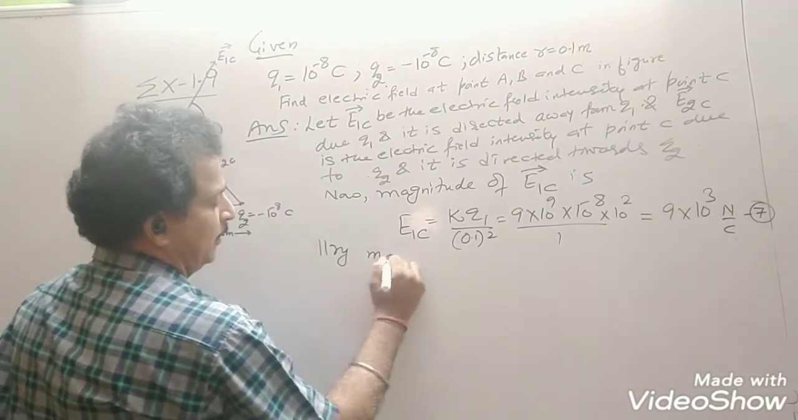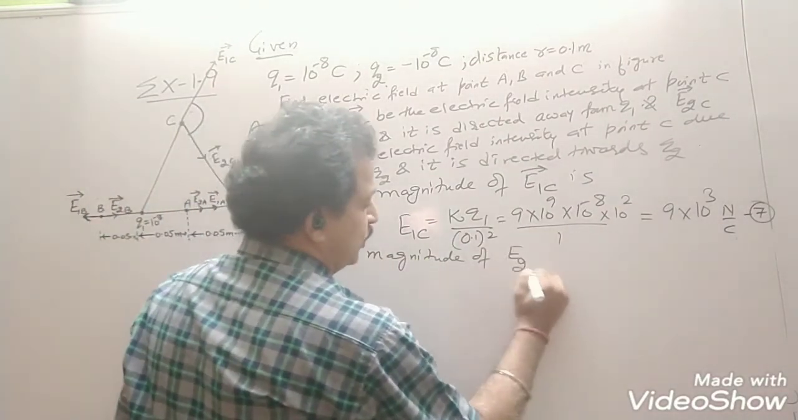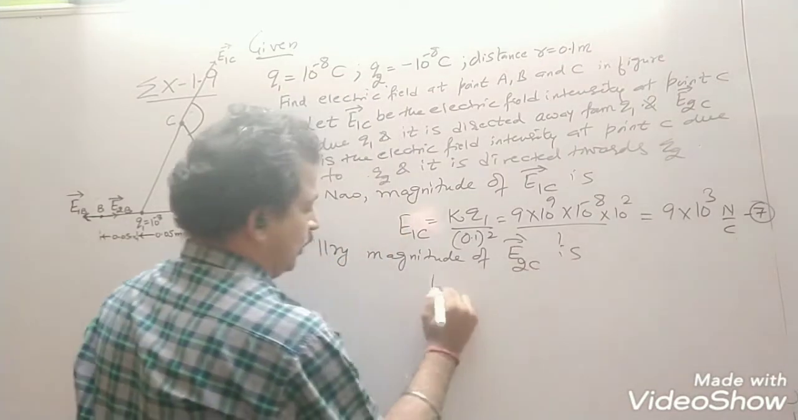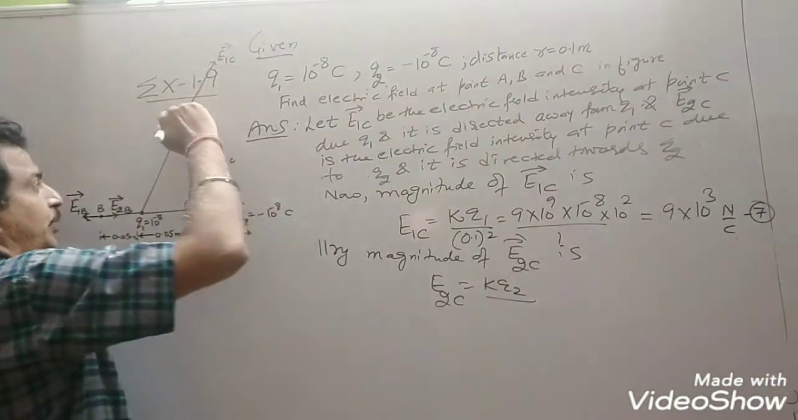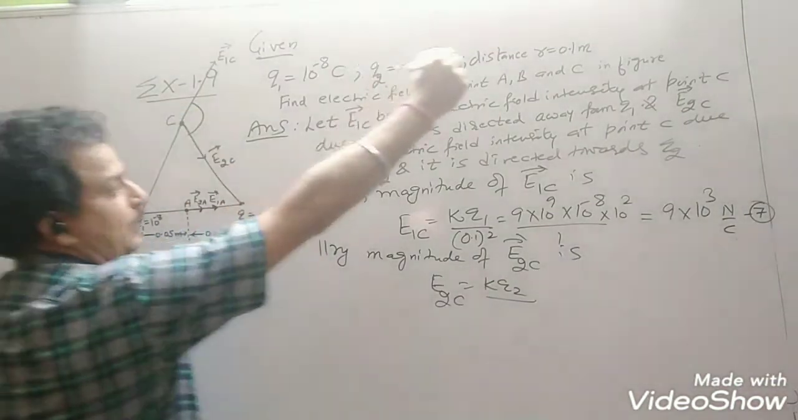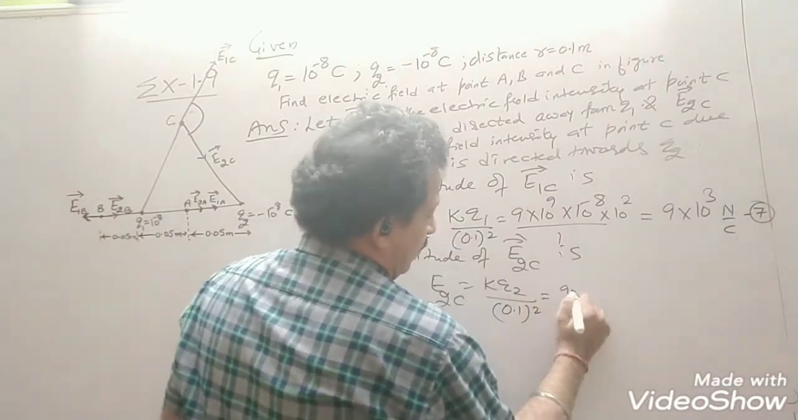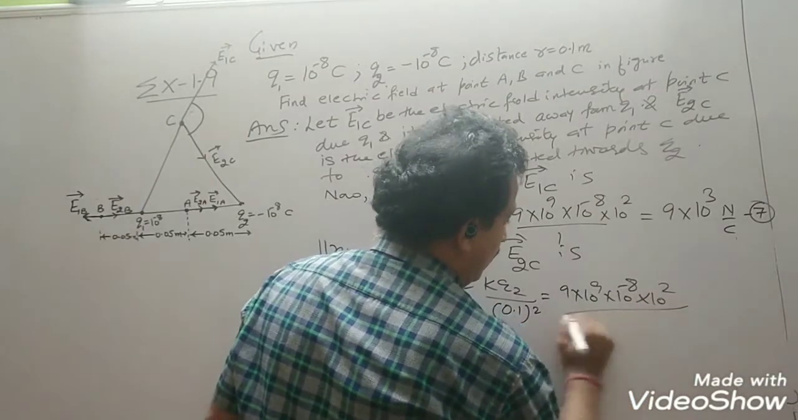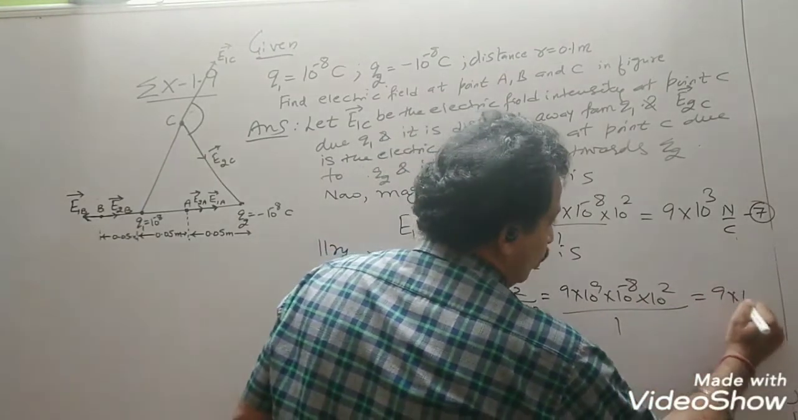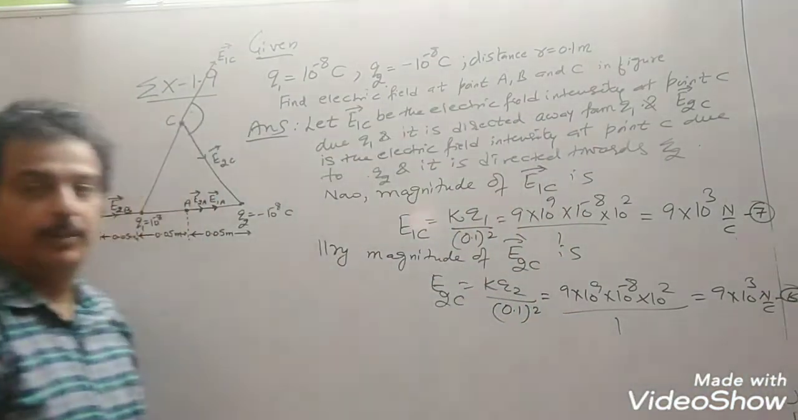Similarly, magnitude of E2C is, so E2C magnitude again KQ2 upon distance between test and source. The distance is same, 0.1 meter. So 0.1 meter square, again the magnitude comes out to be equal, that is 9 into 10 raised to 3 Newton per Coulomb. That is equation number 8.